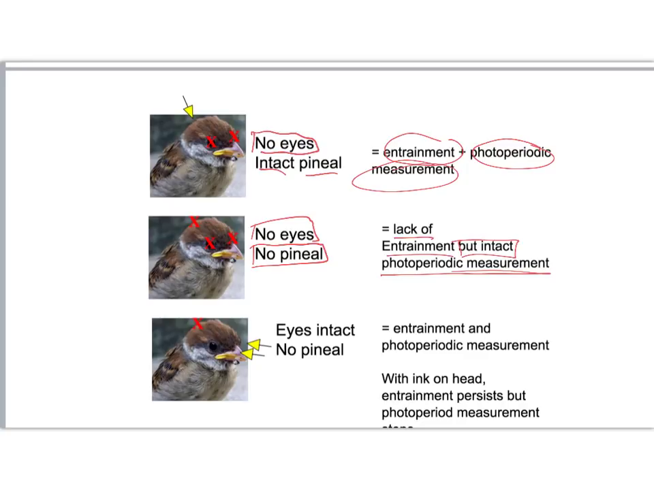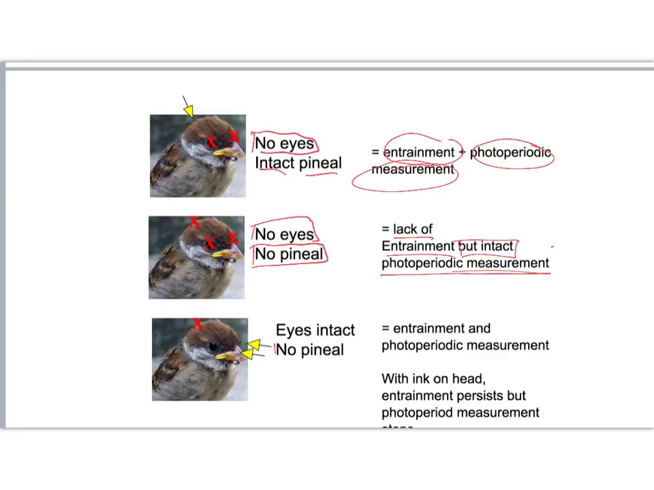Interestingly, if you have eyes but no pineal, entrainment and photoperiodic measurement is preserved, meaning that both the eyes and the pineal can have input to entrainment, because in here, if you remove the pineal and the eyes, you had no entrainment. So if you remove both eyes and pineal, entrainment is gone. However, if you leave either one of them, entrainment remains.